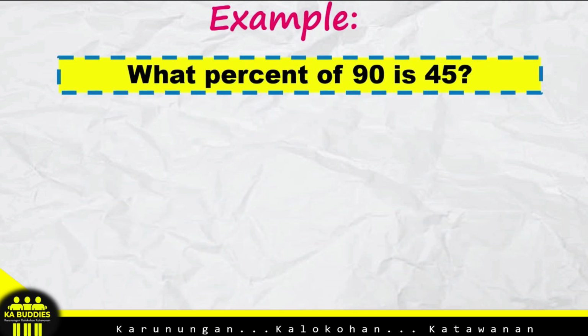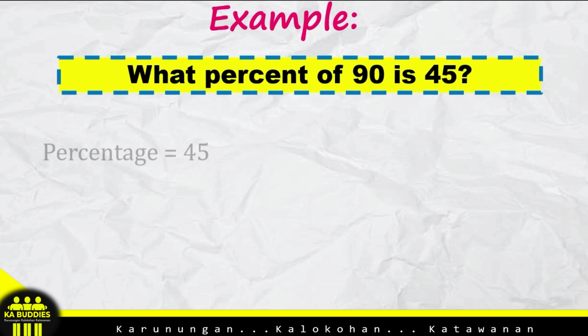So, let us proceed to our last example. We have what percent of 90 is 45? So let's begin to identify what is the percentage, what is the rate, and what is the base. 90 is associated with the word "of," therefore this is our base. Again, always remember that the base is always bigger than the percentage. Therefore, 45 is our percentage, and what's missing is our rate.